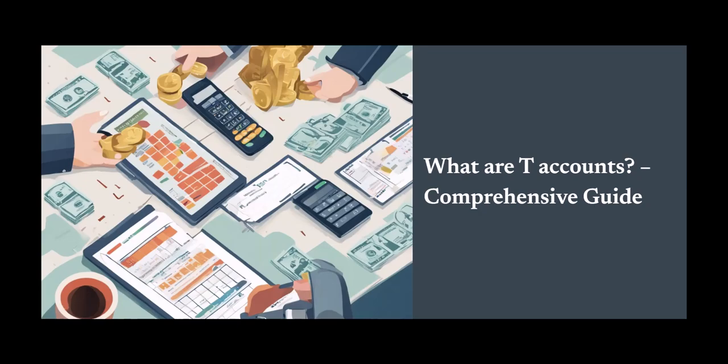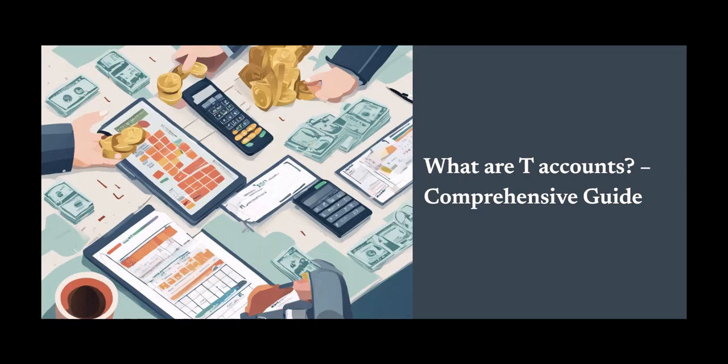In double entry bookkeeping, every financial transaction impacts at least two accounts. One gets a debit entry, and the other gets a credit entry. This system ensures that the books balance, with every action having an equal and opposite reaction, so to speak. The T account helps you visualize this balance. When you debit an account, you either increase an asset or expense or decrease a liability, revenue, or equity. And credits do the opposite.